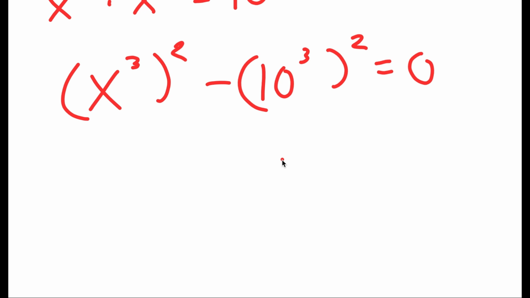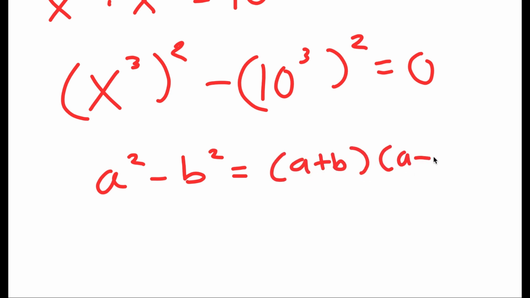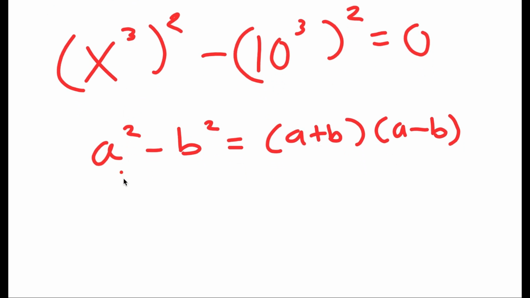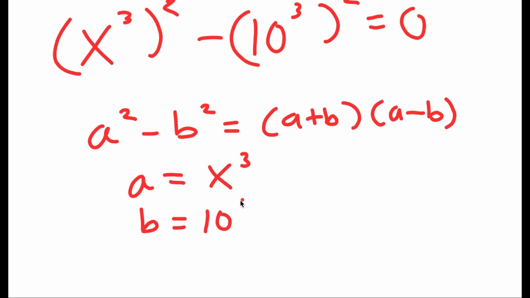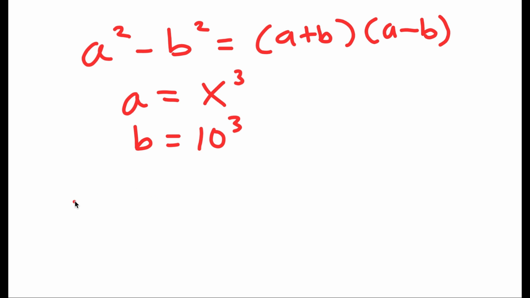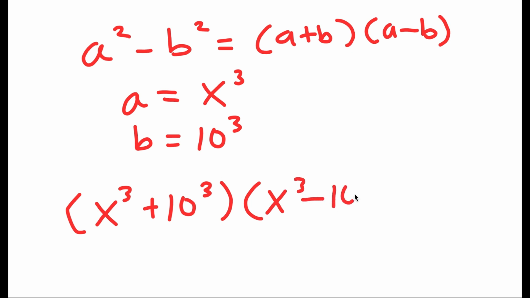Now, if I have something in the form a squared minus b squared, this is equal to a plus b times a minus b. So in this case, a is equal to x to the power of 3, and b is equal to 10 to the power of 3. So I get x to the power of 3 plus 10 to the power of 3 times x to the power of 3 minus 10 to the power of 3 is equal to 0.